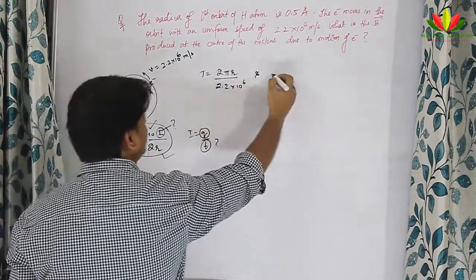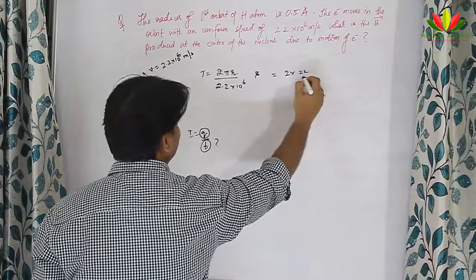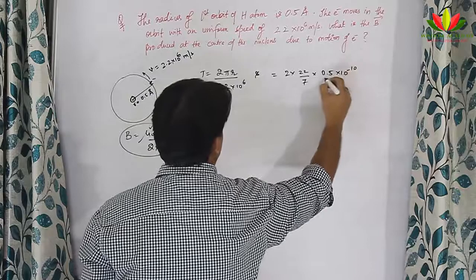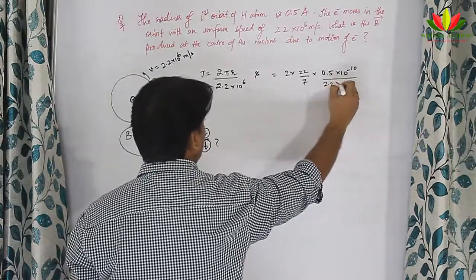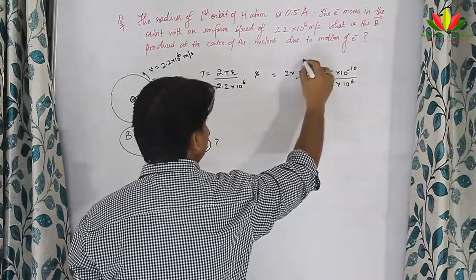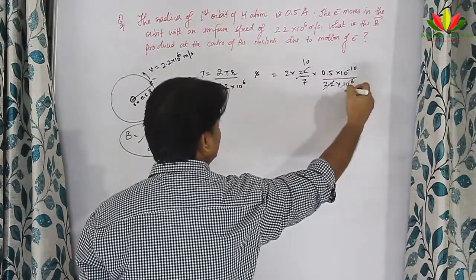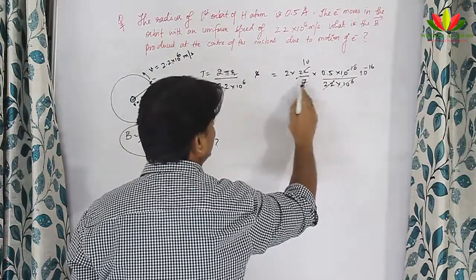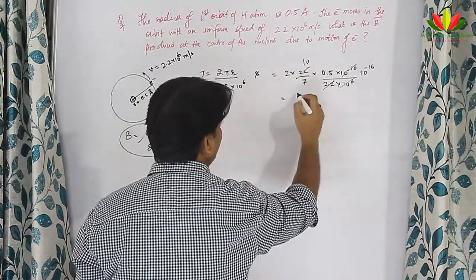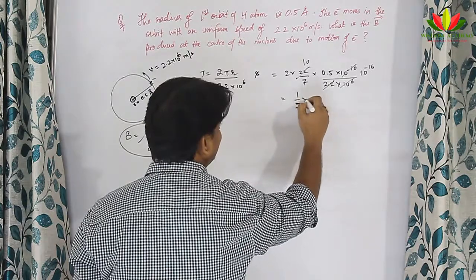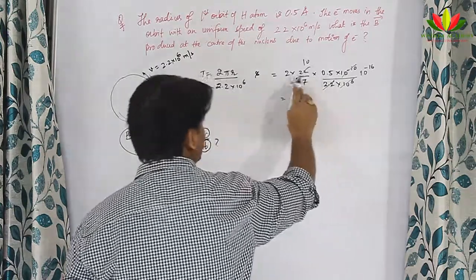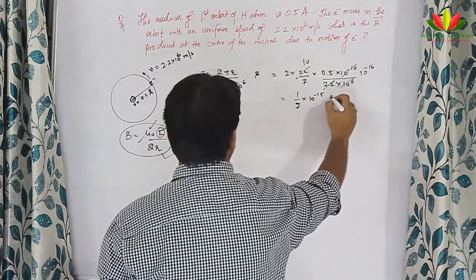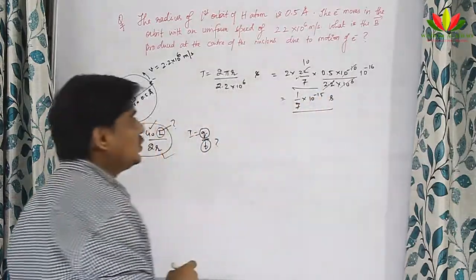So when you solve this, 2 into 22 by 7 into r, which is 0.5 into 10 to the power minus 10, divided by 2.2 into 10 to the power 6. This becomes 10 times and this goes above, making it 10 to the power minus 16. So it will become almost 1. So I will write 1 by 7 into 10 to the power minus 15. So 1 by 7 × 10 to the power minus 15 seconds is the time taken to complete that revolution.